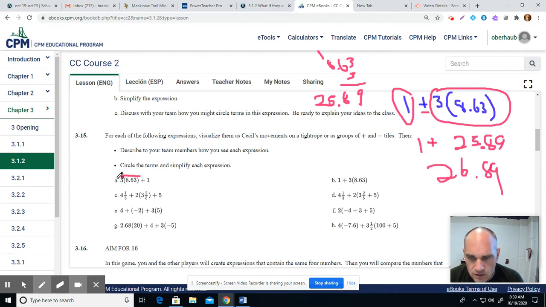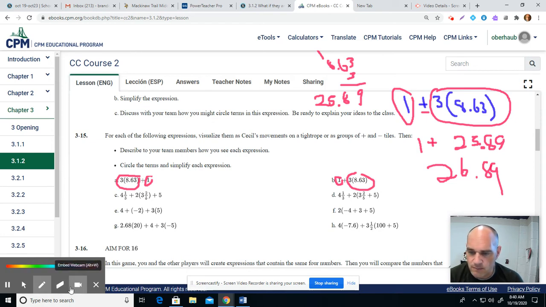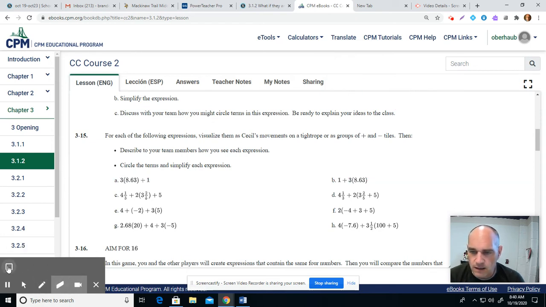Now notice, these two problems were the exact same problem. I had this term, and I had this term. Over here, the exact same problem, they just switched them around. Notice how the terms are exactly the same. They're just switched, because anytime I have a plus sign in the middle, I can switch the order and it doesn't change my value. So I got the exact same answer for A and B. All right, let's take a look at C.